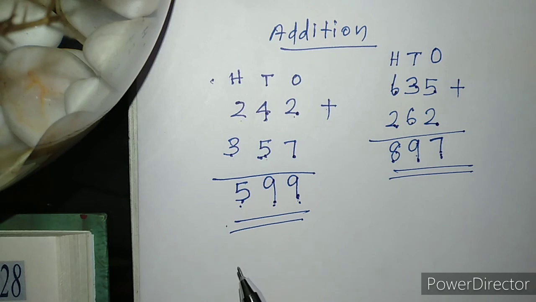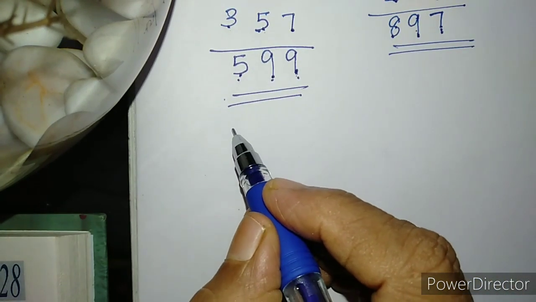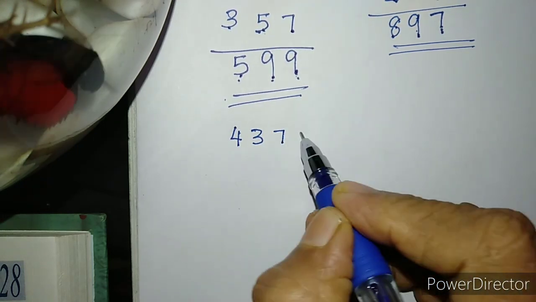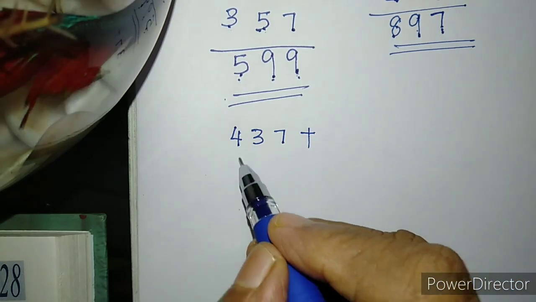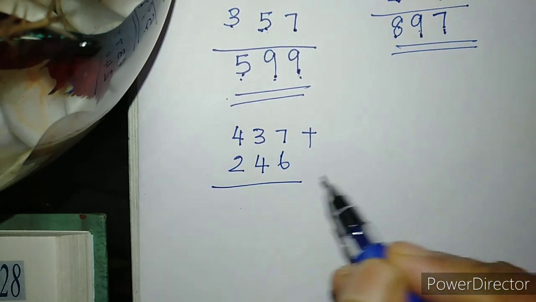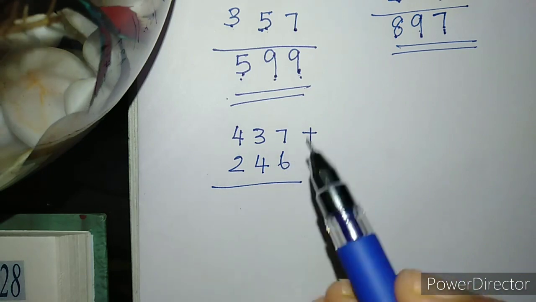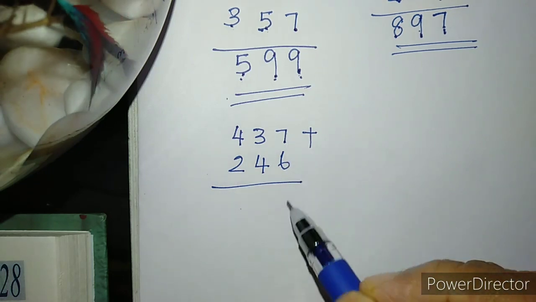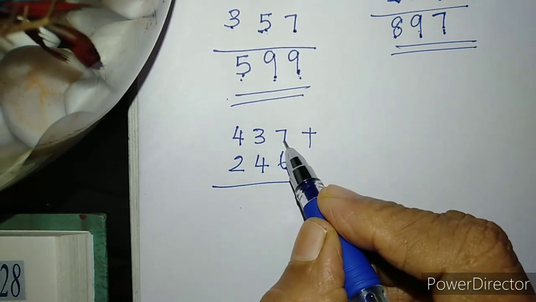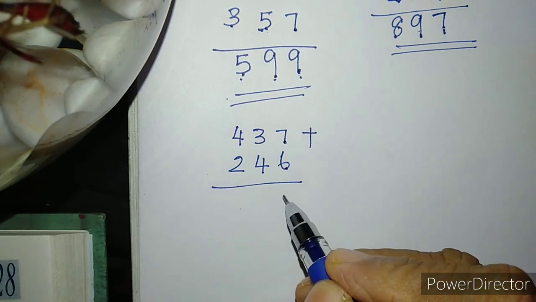Let's look at these examples. 437 plus 246 is equal to how much? Let's add ones first. 6 plus 7 is equal to 13.